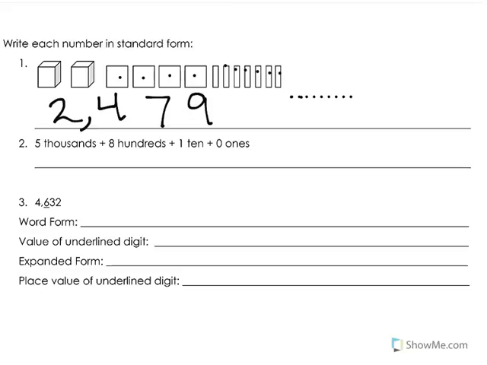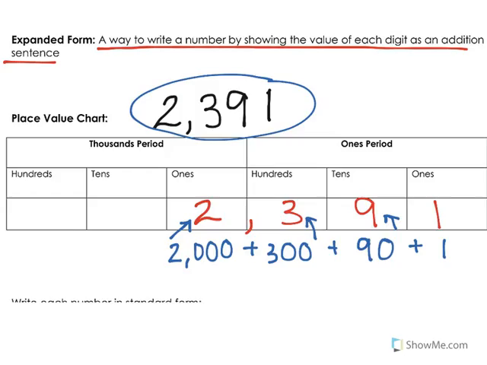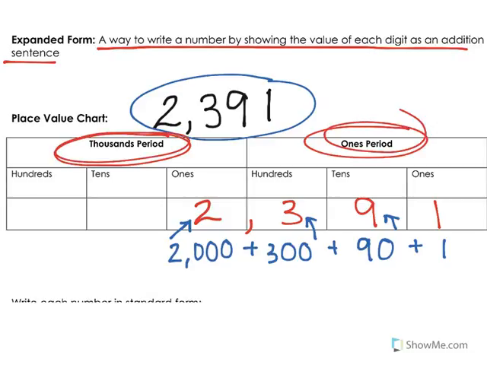Right down here for number 2, we're looking at 5,000s, so I'm going to make sure there's a 5 in the thousands place, 8 hundreds, 1 ten, and 0 ones. That number is 5,810, and just like before, I have to put a comma separating the thousands period from the ones period. If we go back here, you can see the thousands period and the ones period, and they're always separated by a comma in both word form and standard form.